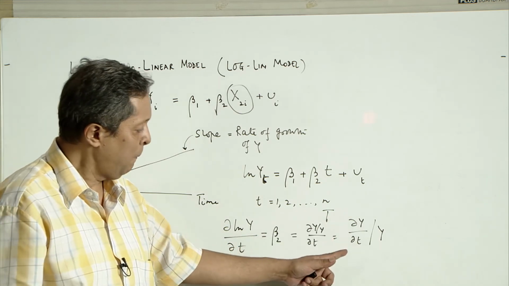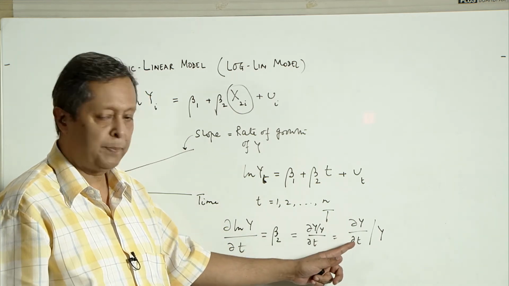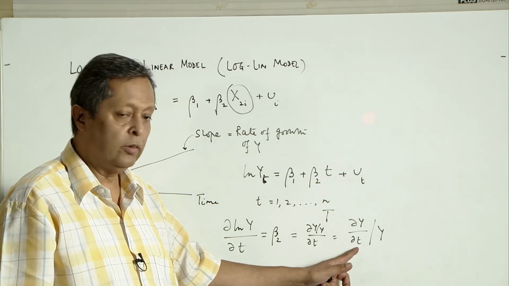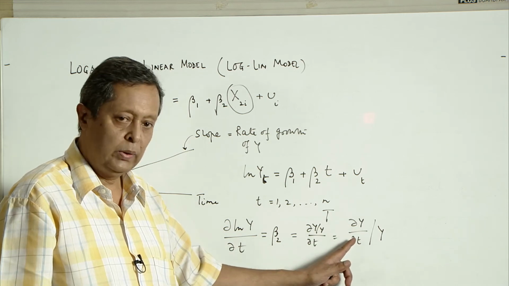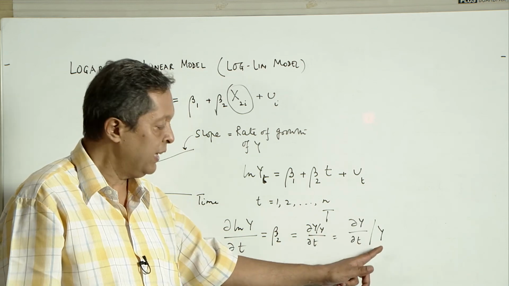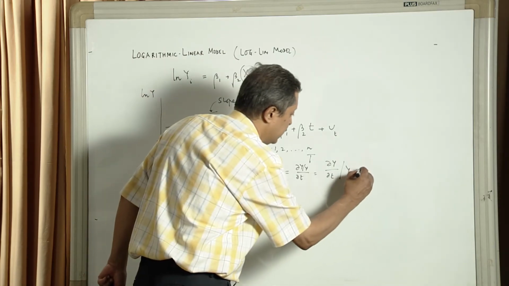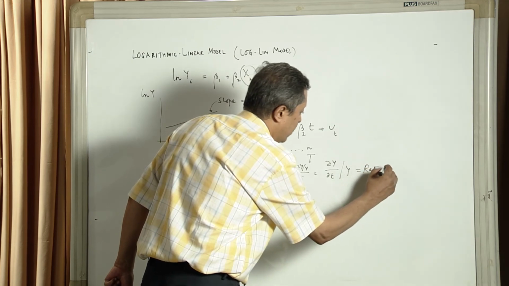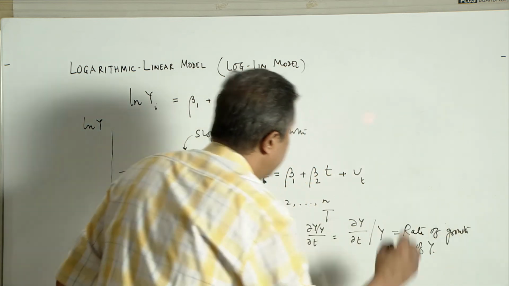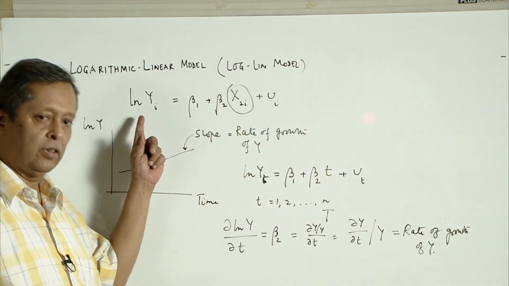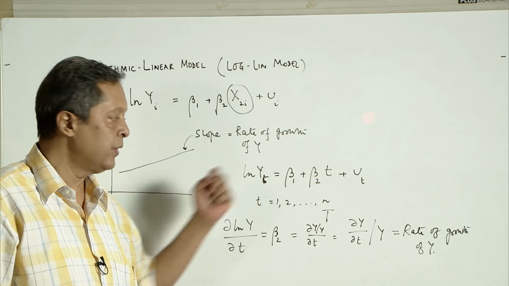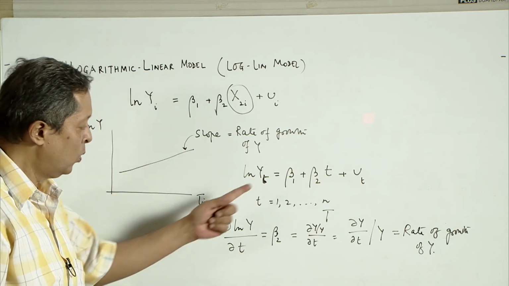So, what is the numerator? It is the rate of change of y with respect to time, and what is the denominator? The value of y. With 1 unit of time, the numerator shows how much y increases, and the denominator shows the value of y. So, this is nothing but the rate of growth of y. Typically, if y is the gross national product or gross domestic product, then we can use this kind of regression to find out the trend growth rate.